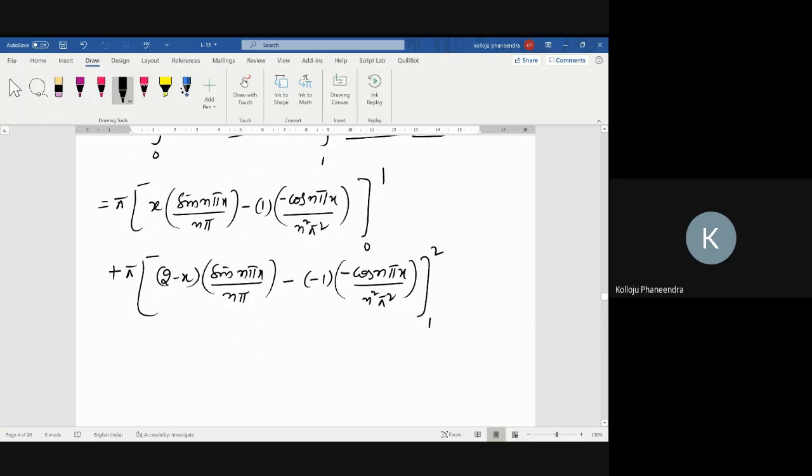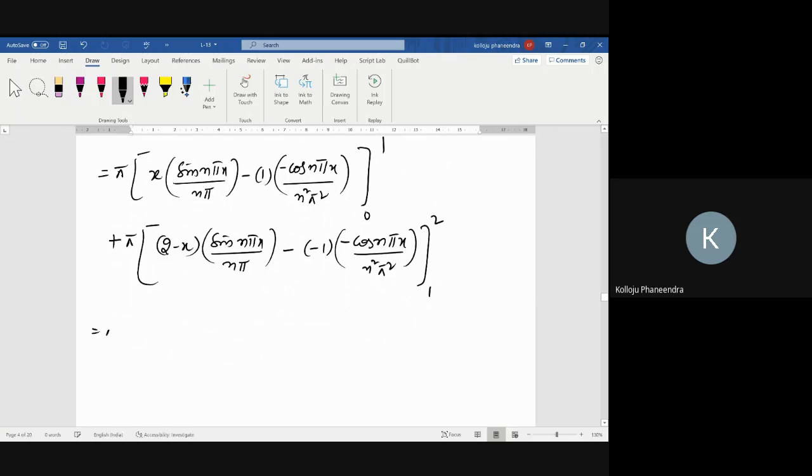Now, substitution of limits. First one, pi, upper limit 1, in place of x, sin n pi 0, this is 0, and minus into minus plus, this is cos n pi by n square pi square. Upper limit is over, minus lower limit sin 0, 0, minus into minus plus, cos 0 is 1, so remaining part 1 by n square pi square.